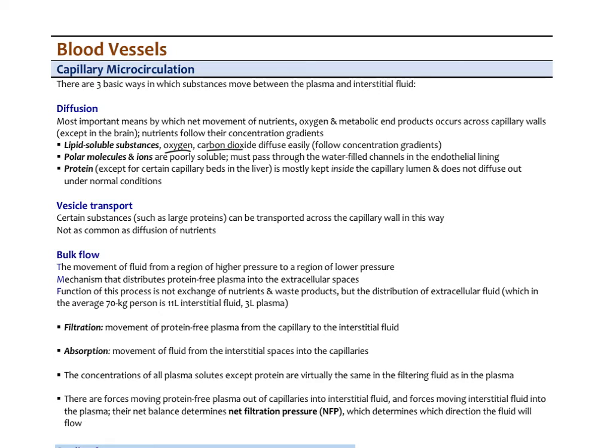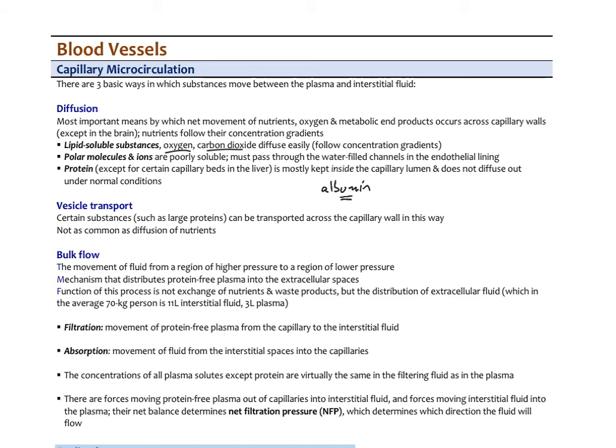And then protein, except for the capillary beds in the liver, is mostly kept inside the capillary lumen and does not diffuse out. So proteins like albumin should always stay inside of the capillary bed, inside the circulatory system. And in just a second, I'll explain the importance of that.